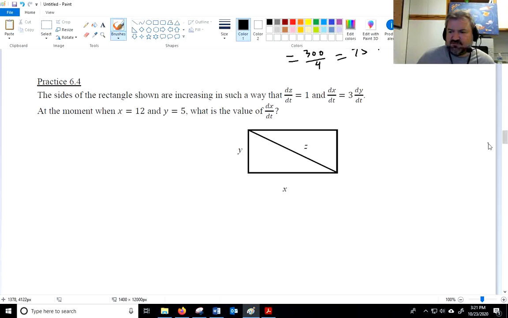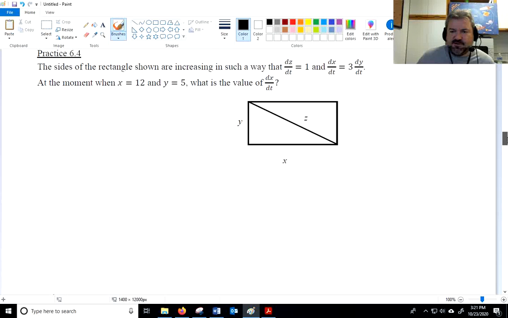All right, let's do practice 6.4. So again, pause the video, give it a try. Okay, on this one we have the sides of the rectangle shown are increasing in such a way that dz/dt is equal to 1, dx/dt is equal to 3 dy/dt. At the moment when x equals 12 and y equals 5, what's the value of dx/dt?